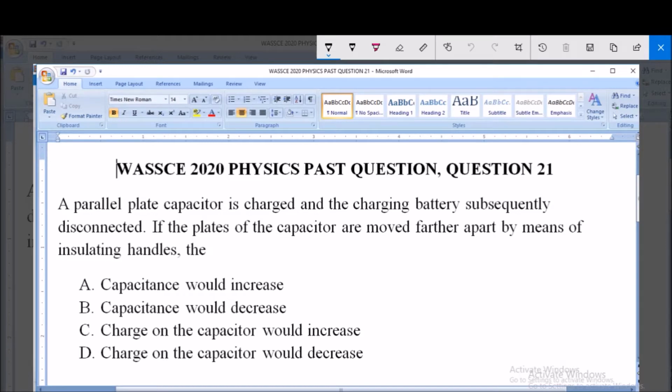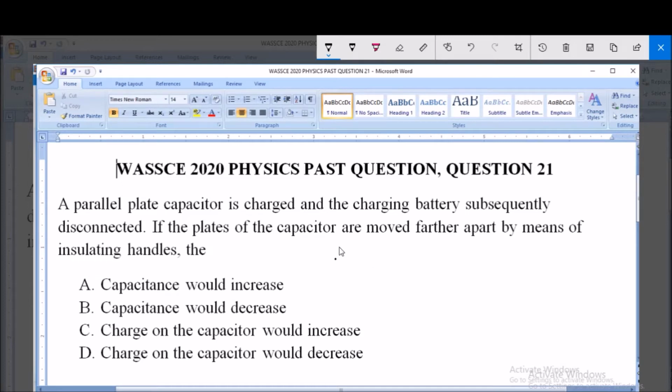A parallel plate capacitor is charged and the charging battery subsequently disconnected. If the plates of the capacitor are moved further apart by means of insulating handles known as the dielectric substance, the dash: A. Capacitance would increase. B. Capacitance would decrease. C. Charge on the capacitor would increase. And D. Charge on the capacitor would decrease.